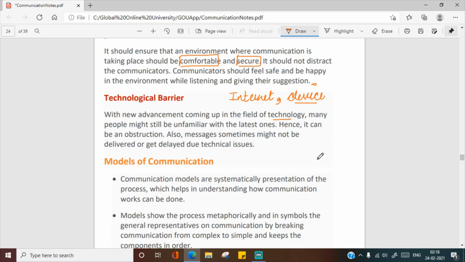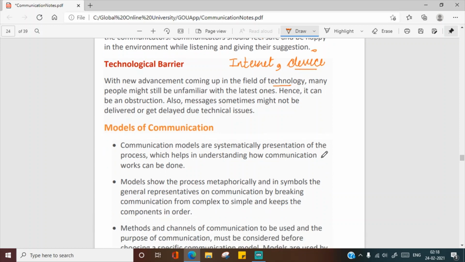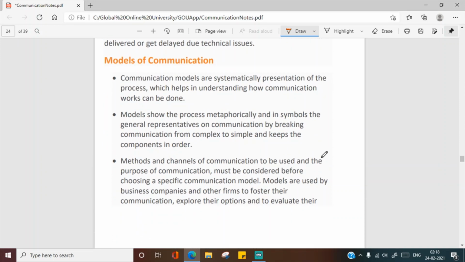Okay, now let's move on to the other important topic of communication, that is models of communication. Some students feel this part of the UGC NET Communication unit is a bit difficult, but there is nothing to be afraid of. This is a very simple topic. Let's try to understand it and you'll be very comfortable with this.